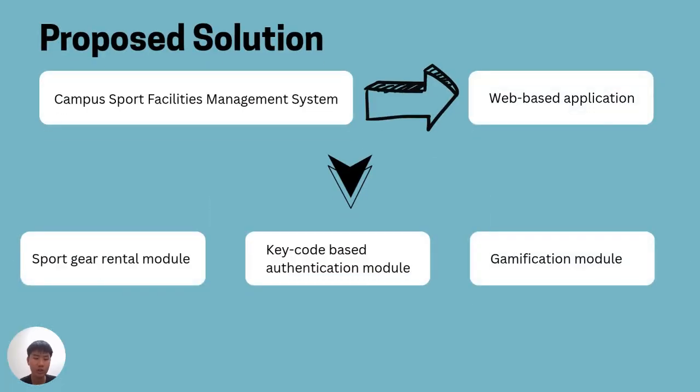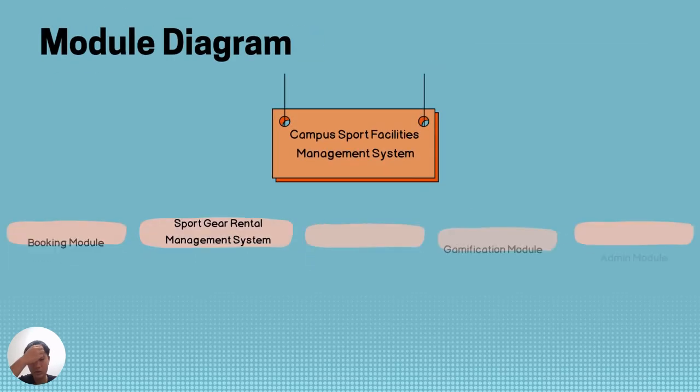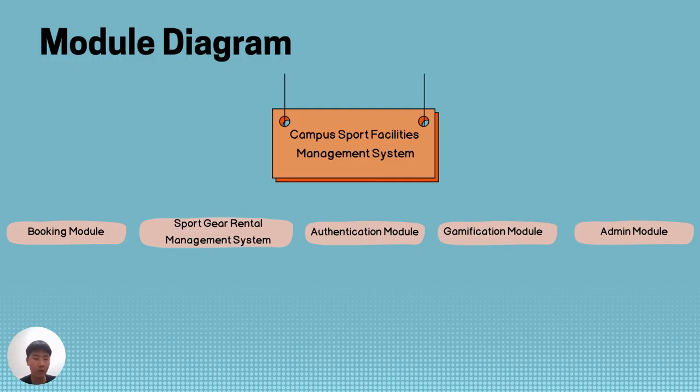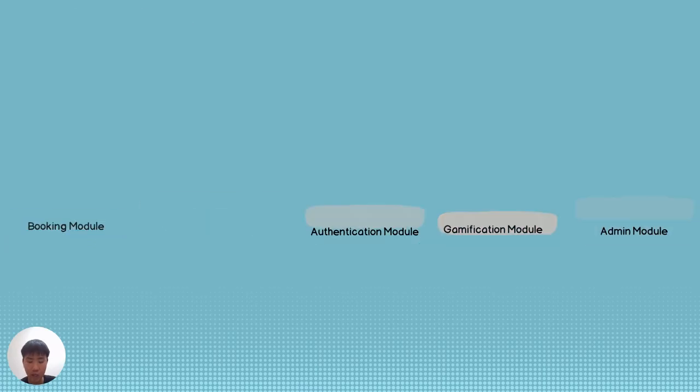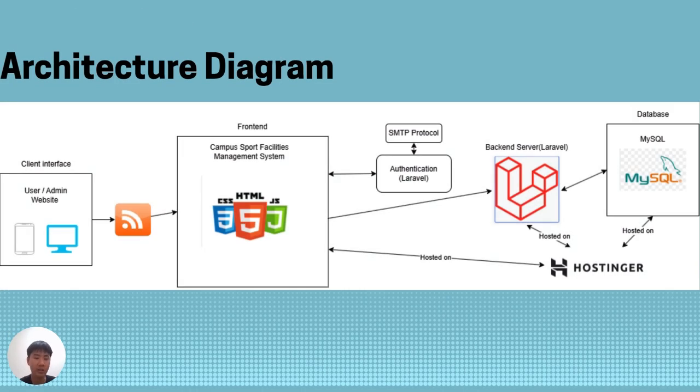My proposed solution is a web-based application involving three innovative modules: the sport gear rental module, the key code-based authentication module, and the gamification module, to address the problems. For the module diagram, I have five modules: booking module, sport gear rental module, authentication module, gamification module, and admin module. For the architecture diagram, first of all, we can use a phone or computer to access my system through Wi-Fi.